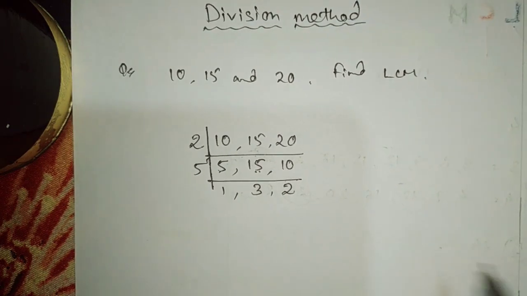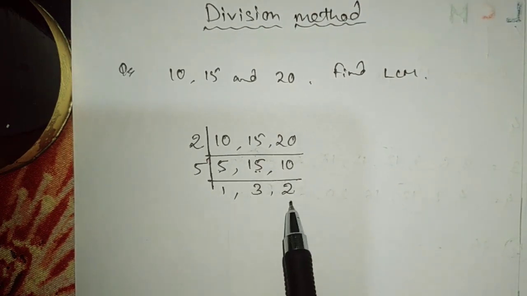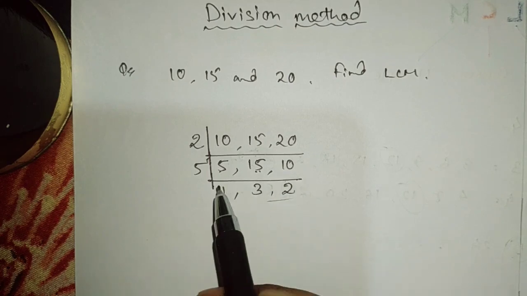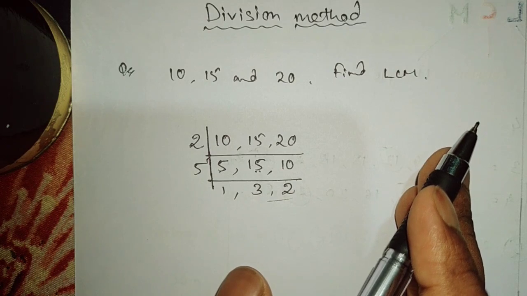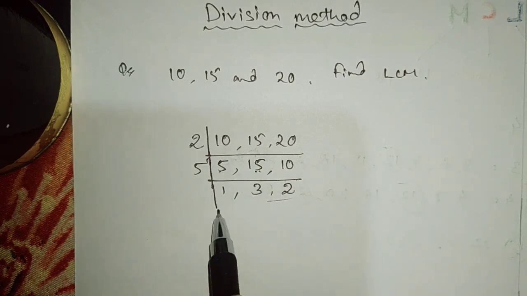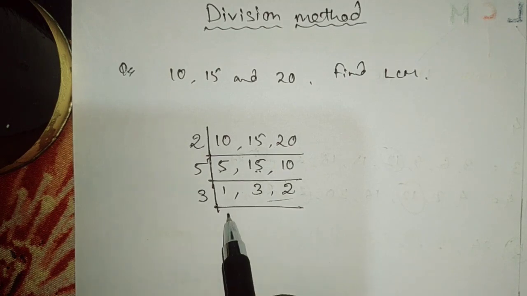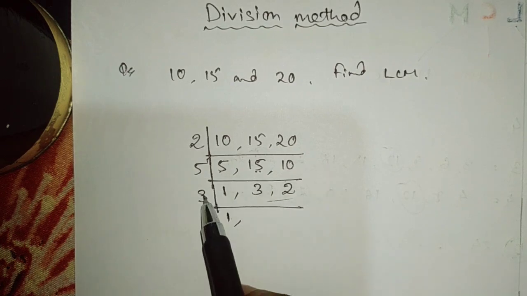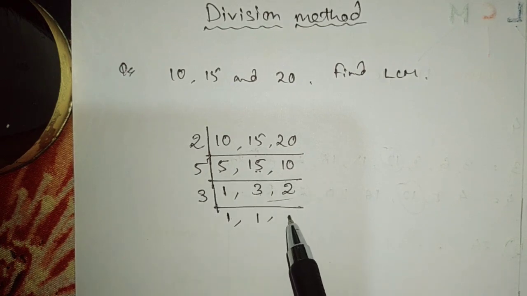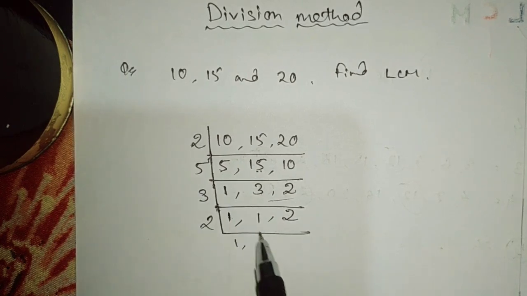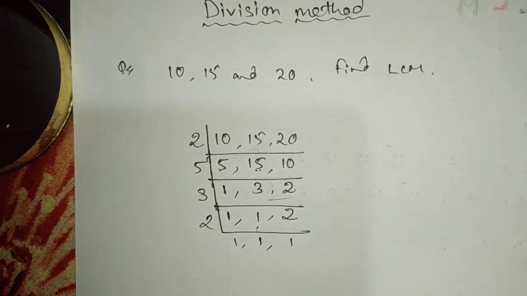Once you get all prime numbers here, then you stop. Or even if you continue, there is no harm. We can take 3, 1. This one will not be divisible, so we'll keep 1 like this. 3 1s are 3. 2 is not divisible, so we'll keep 2 like this. Again take 2. This one will be undisturbed. This one will also be undisturbed, and 2 1s are 2. We get 1 1 1.